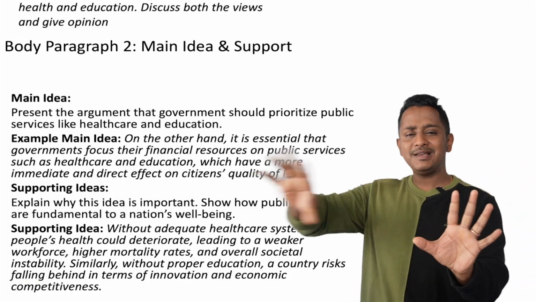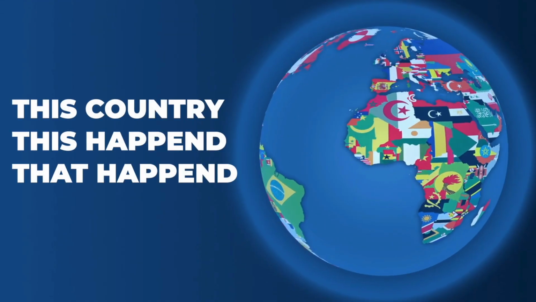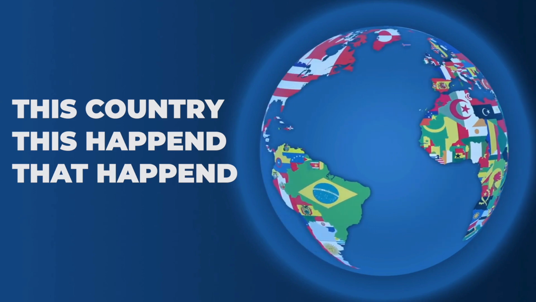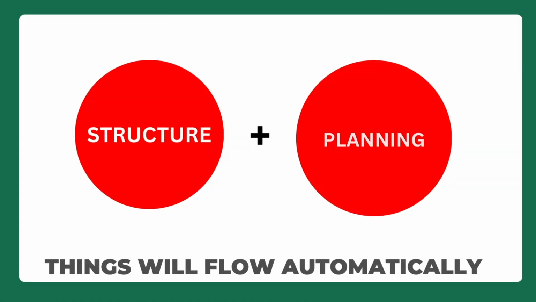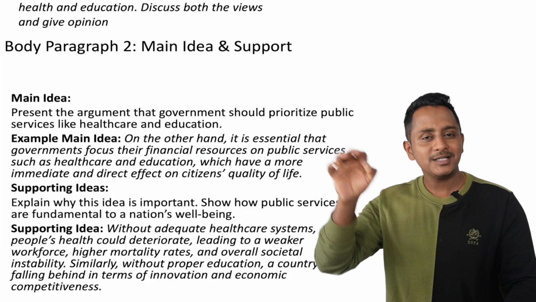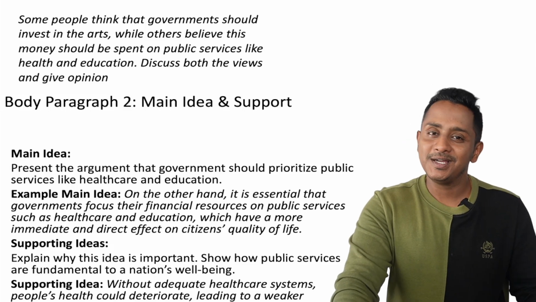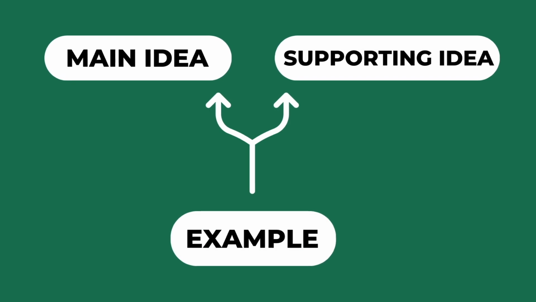Now, example is what you have to continue talking about. A similar one, by giving examples: in this country this happened, in this country that happened. Is it so difficult? It all boils down to having a structure and planning. When you have it in place, things will automatically flow. You just have to adhere to these rules, and automatically you end up getting a good score. So now we'll see the detailed example to back up this particular point. Whatever we talked about in the main idea and the supporting idea, the example should reflect that.